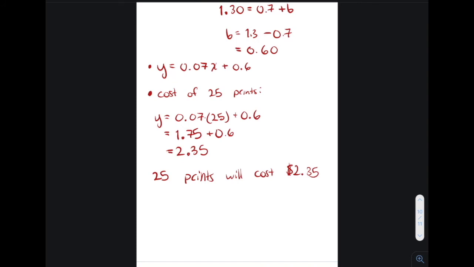And although unasked, we can interpret some of the other things we found along the way, that every additional print costs 7 cents. And that in one way, 0 prints still has a cost of 60 cents, so maybe we could think of it as the cost to access the printer at all costs 60 cents.